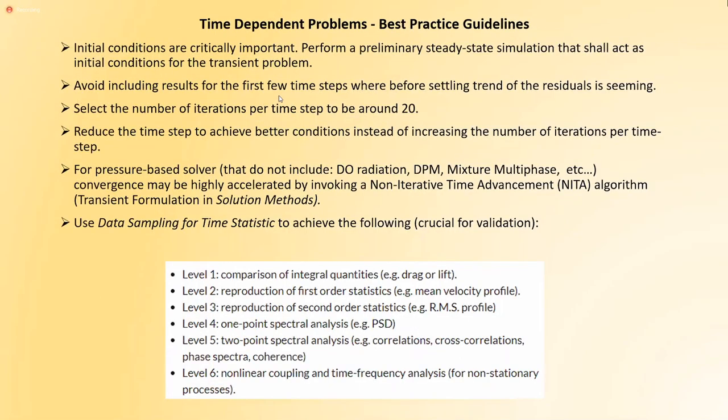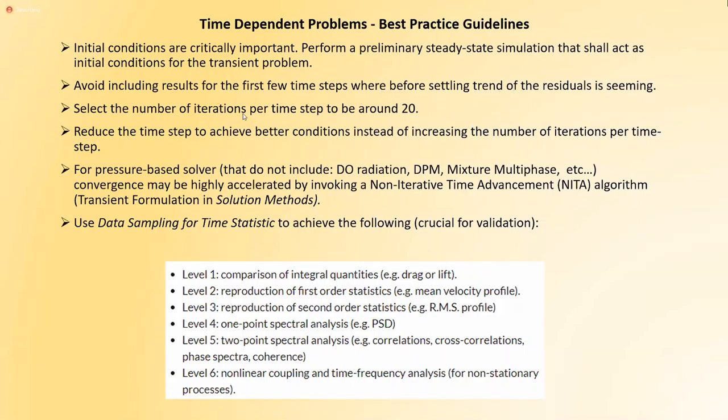Okay, this is time dependent problems. Initial condition is critically important, of course. You can run the solution a little bit, until you get a realizable solution, or you can run a steady state before that. We do that with the very well known von Karman problem. We want to run a steady state simulation, and then move to a transient problem. Avoid using results from initial time steps before settling.